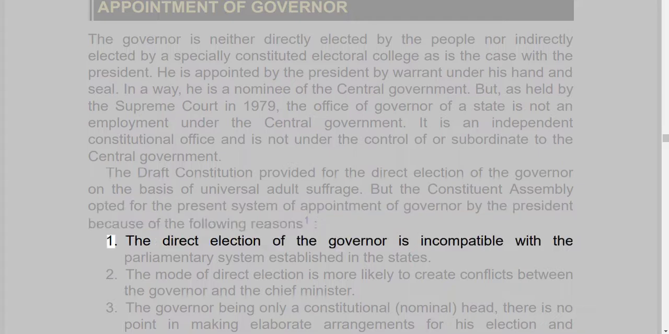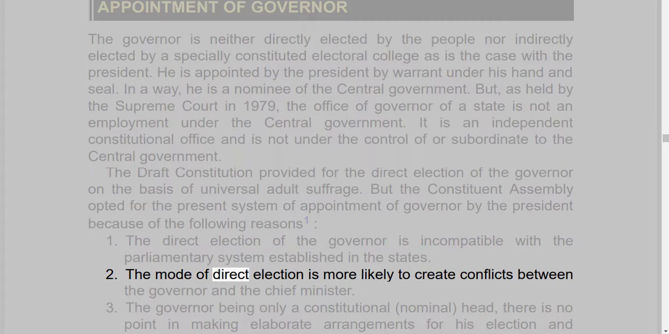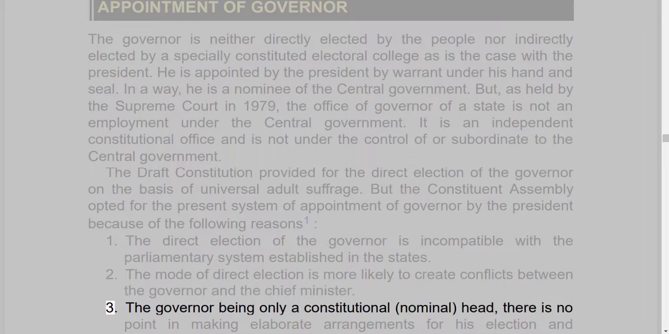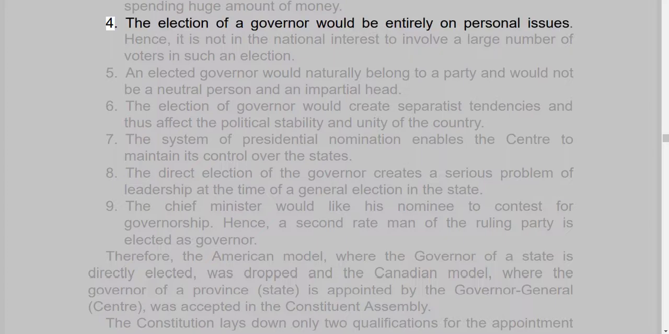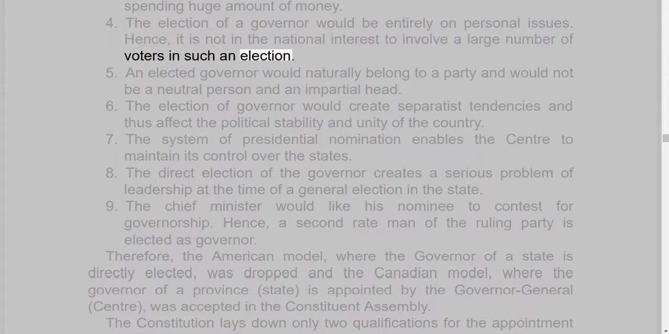1. The direct election of the governor is incompatible with the parliamentary system established in the states. 2. The mode of direct election is more likely to create conflicts between the governor and the chief minister. 3. The governor being only a constitutional, nominal head, there is no point in making elaborate arrangements for his election and spending huge amount of money. 4. The election of a governor would be entirely on personal issues. Hence, it is not in the national interest to involve a large number of voters in such an election.